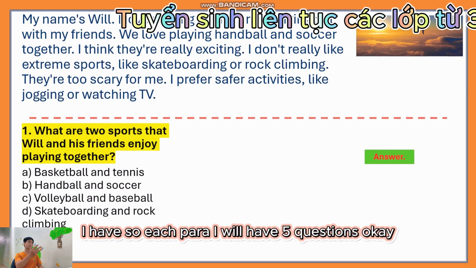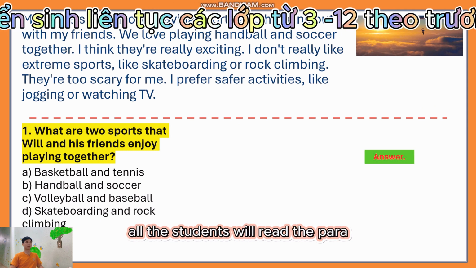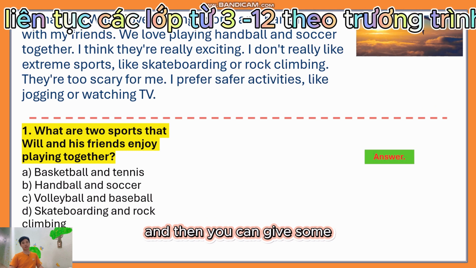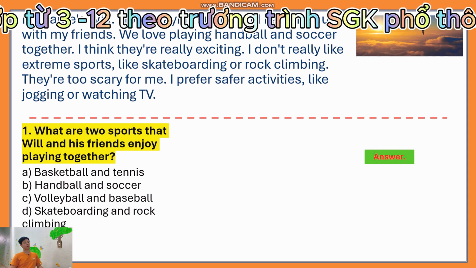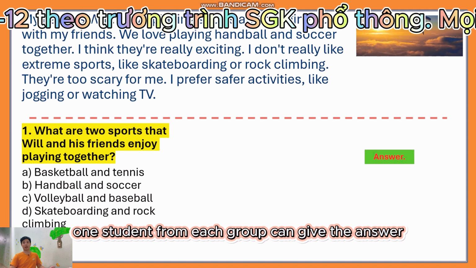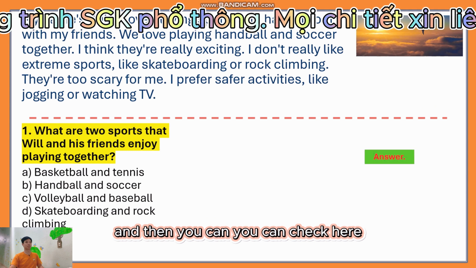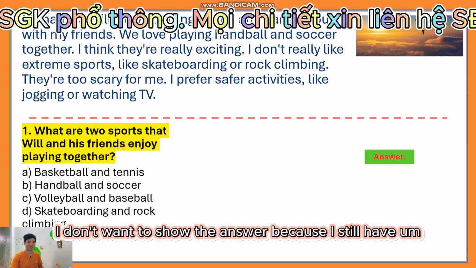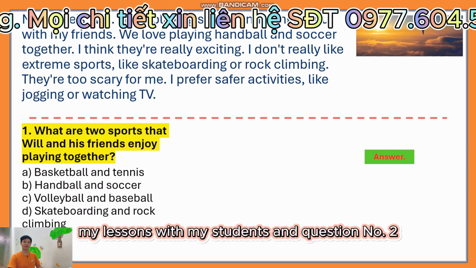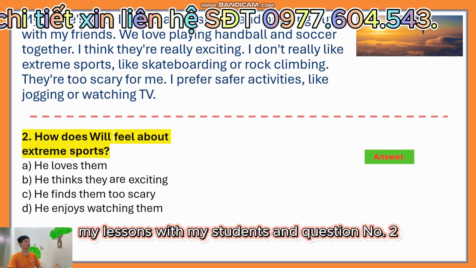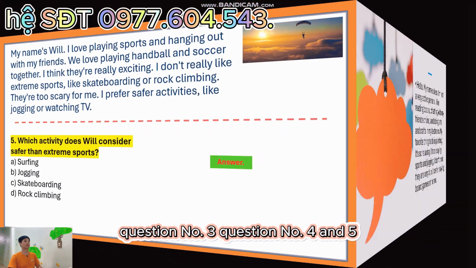For each paragraph I will have 5 questions. Okay, first you ask all the students to read the paragraph, and then you give them some seconds, and then call one student from each group to give their answer, and then we can check. Yes, so then you can check here. I don't want to show the answer because I still have my lessons with my students. And question number 2, question number 3, question number 4, and 5.